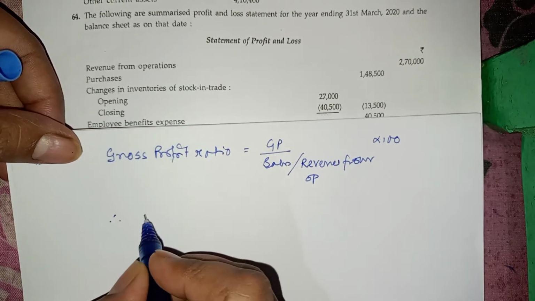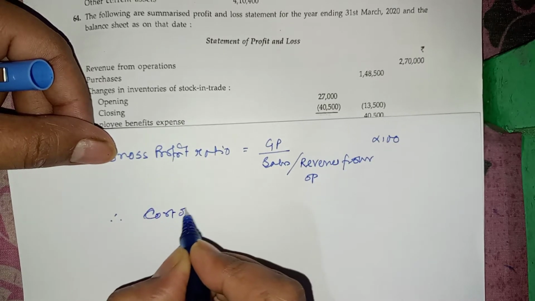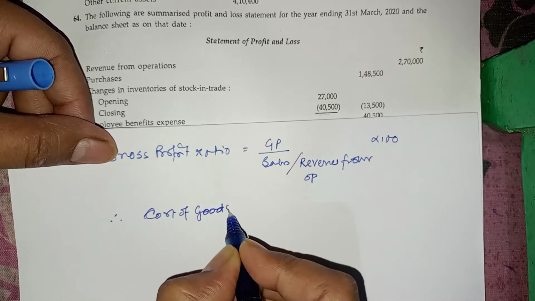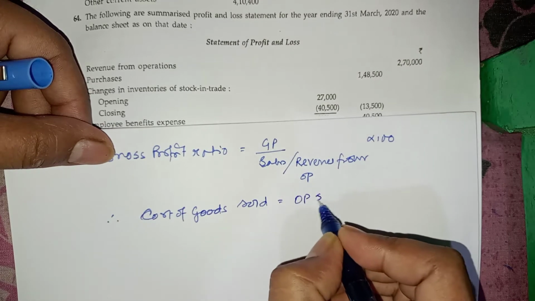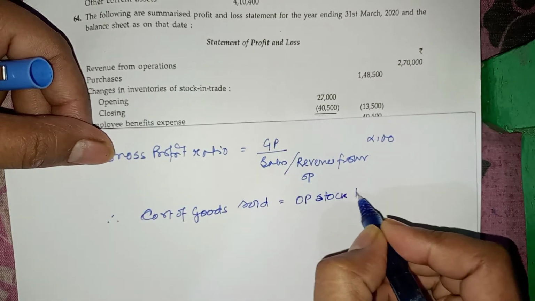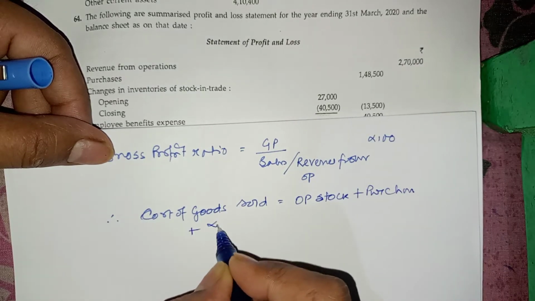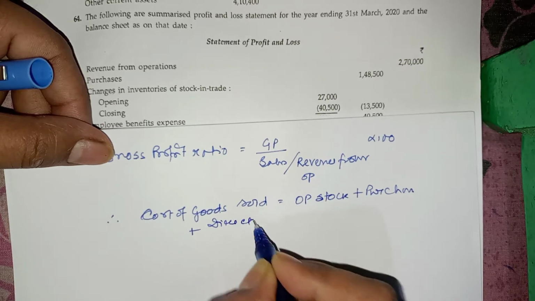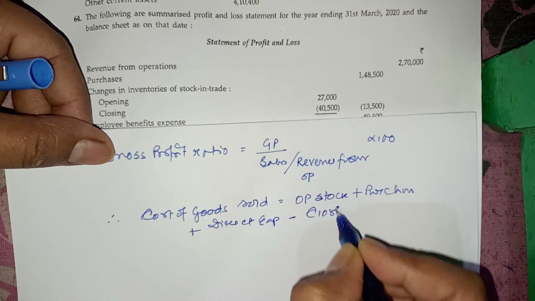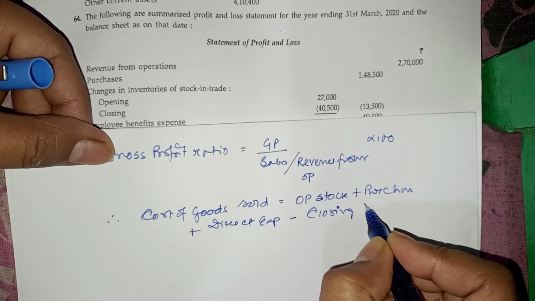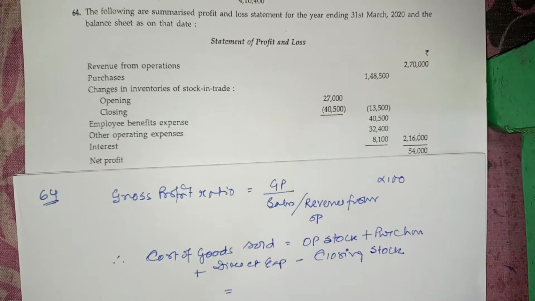We know that the cost of goods sold, what is the formula of cost of goods sold? As you all know: opening stock plus purchase plus any direct expenses like wages, less closing stock. Clear? Now here you all know about this.